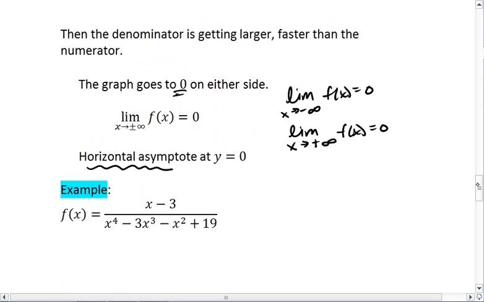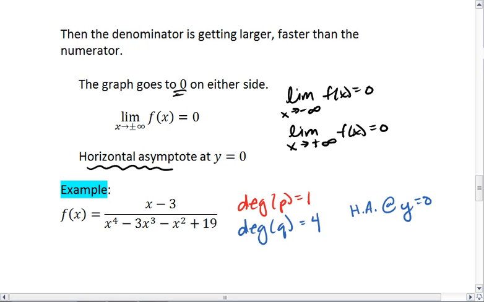Here's an example. We have x minus 3 over x to the 4th minus 3x cubed minus x squared plus 19. Here the degree of the numerator is 1, and the degree of the denominator is 4. Since the denominator is greater, then we'll have a horizontal asymptote at y equals 0. Let's check this with a graph.